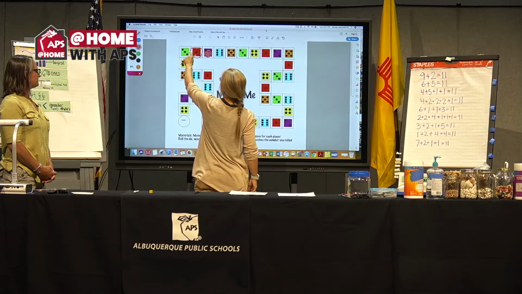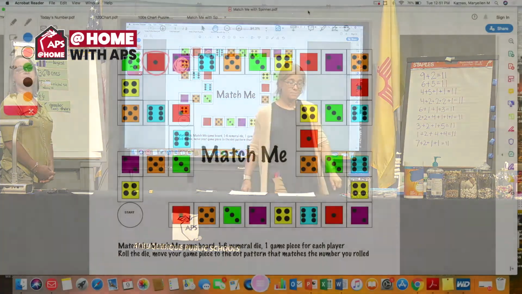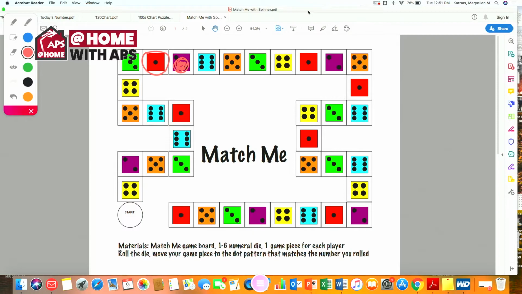One, 2, 3, 4. I got to move 4 spaces. All right, we still are what they call neck and neck. That means we're right near each other in this race. This time I rolled a 4. Do you remember how we could notice a 4?